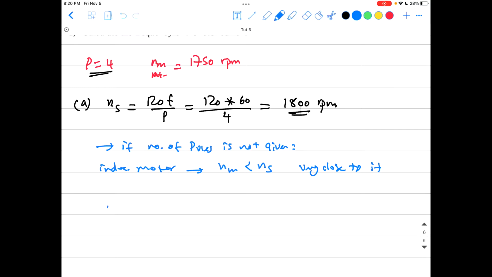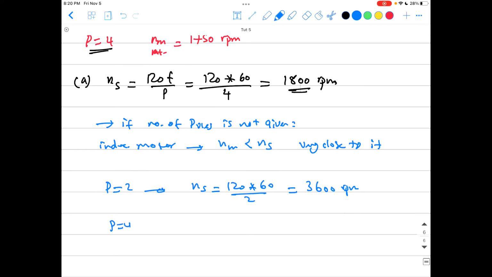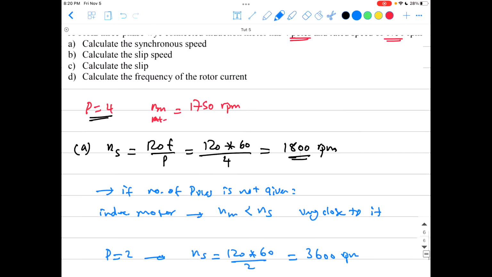So I'm gonna start assuming that the number of poles is 2 and calculating the synchronous speed. 120 F is 60 divided by the number of poles, which is 2. That is 3600 RPMs. And what if the number of poles is 4? The synchronous speed, like we just calculated, is 1800 RPMs. What about P equals 6? The synchronous speed is 120 F, which is 60, over the number of poles 6. That gives you 1200 RPMs.